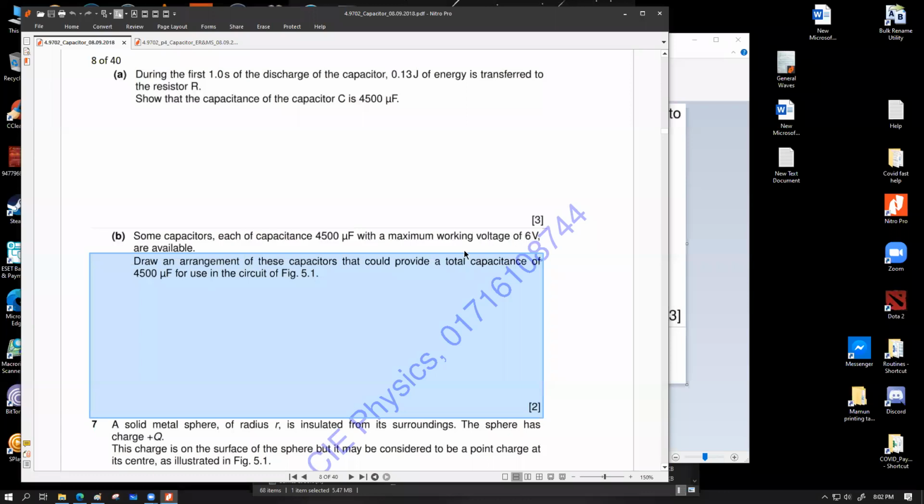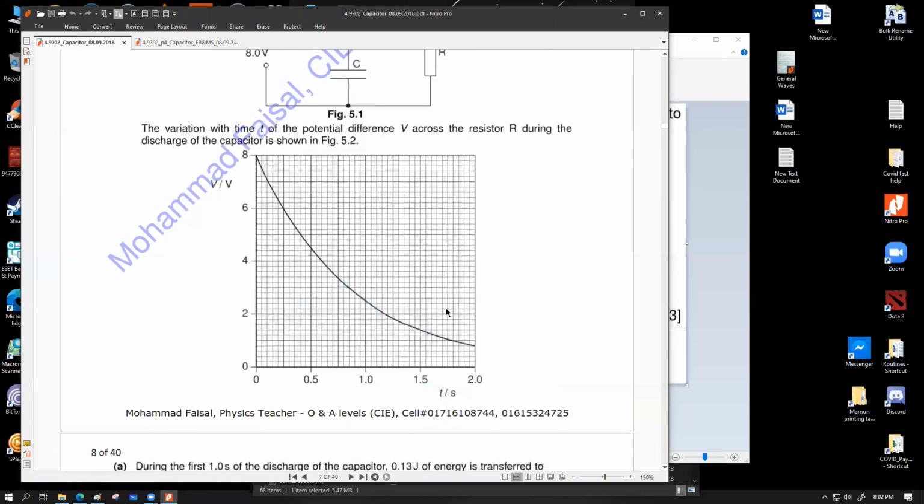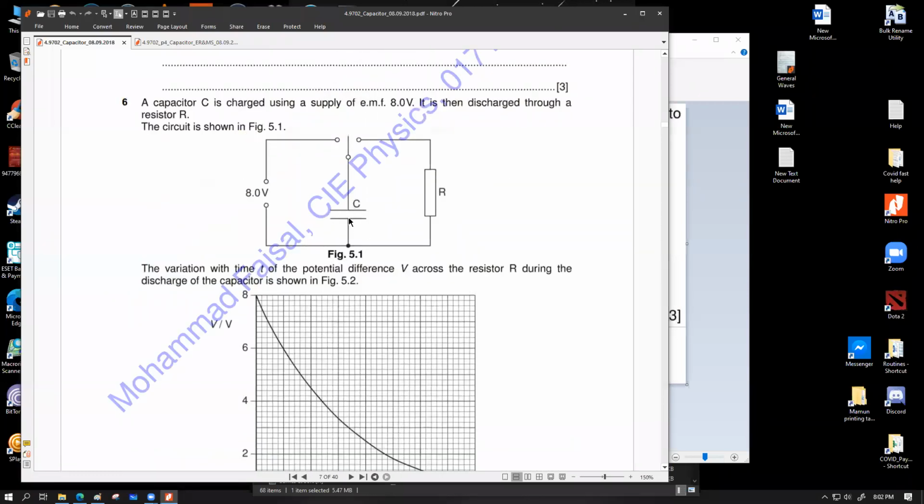Okay, we have the maximum working voltage of 6 volt, which means we cannot attach a 6 volt working voltage capacitor in this circuit, because if we do, whenever we charge this up, it is going to short circuit across this plate.